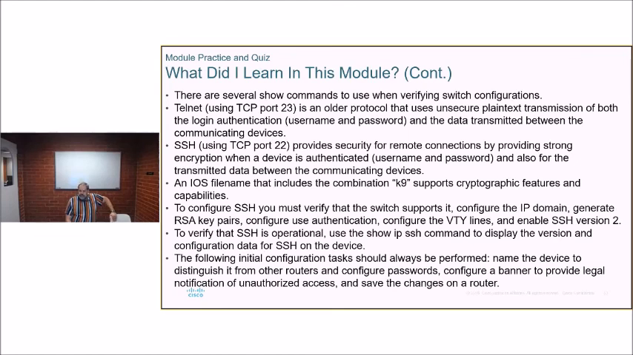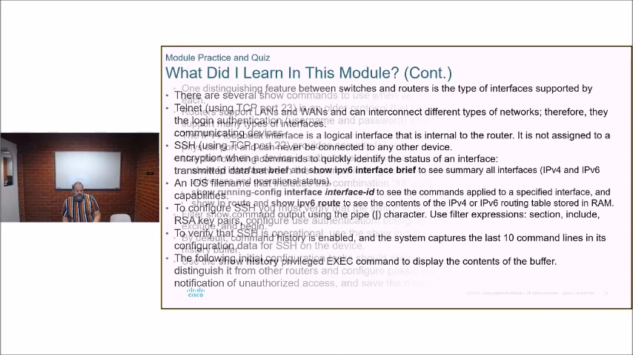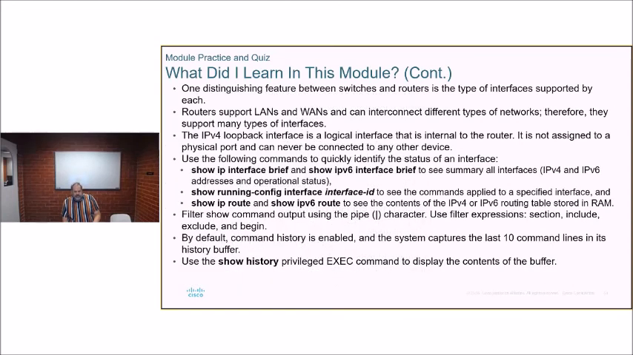The following initial configuration tasks should always be performed. Name the device to distinguish it from other routers, configure passwords, configure a banner to provide legal notification of unauthorized access, and save the changes on the router. Okay. So one distinguishing feature between switches and routers is the type of interface supported by each. Routers support LANs and WANs and can interconnect different types of networks, therefore they support many types of interfaces. An IPv4 loopback interface is a logical interface that is internal to the router. It's not assigned to a physical port and can never be connected to any other device that is physically connected.